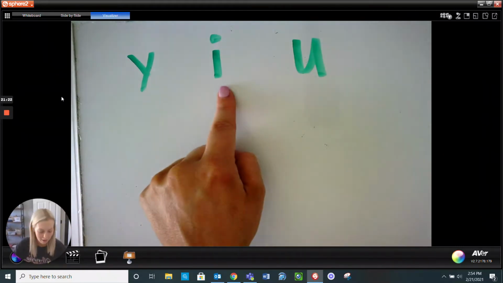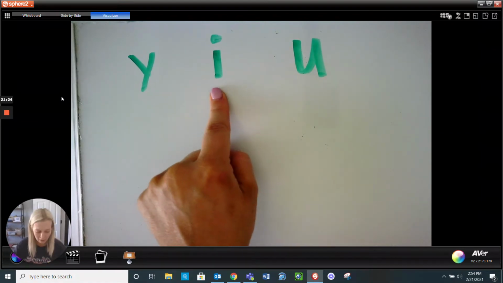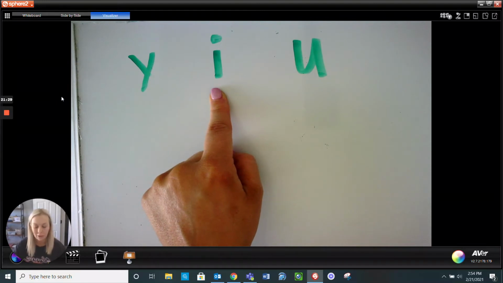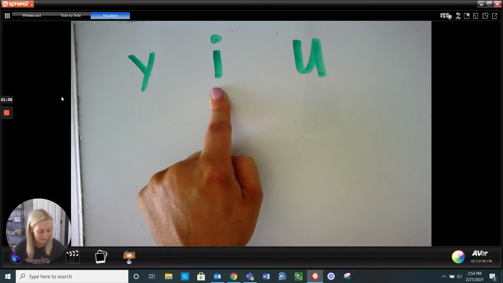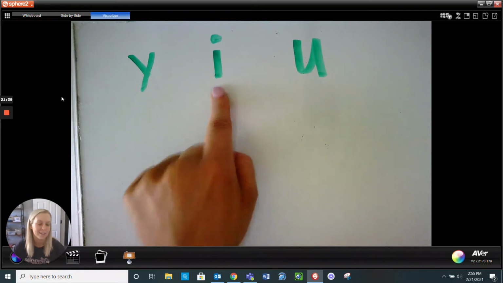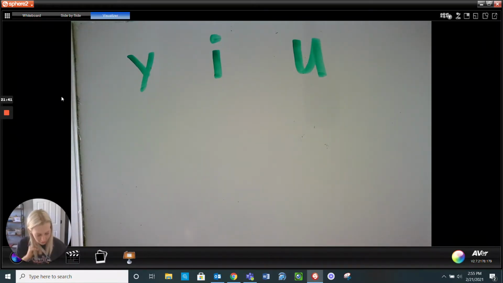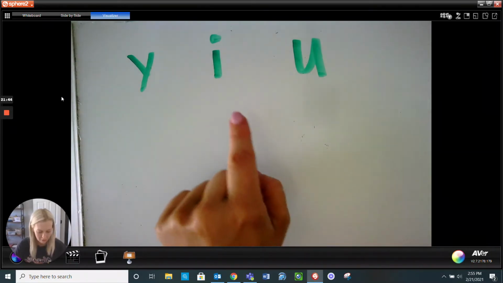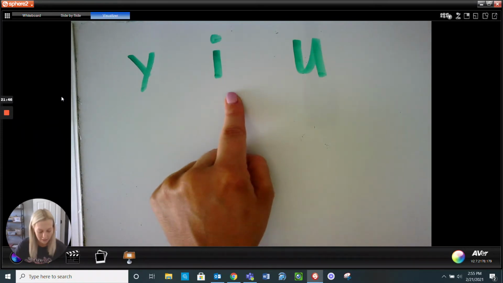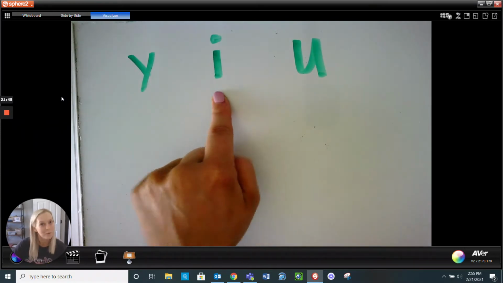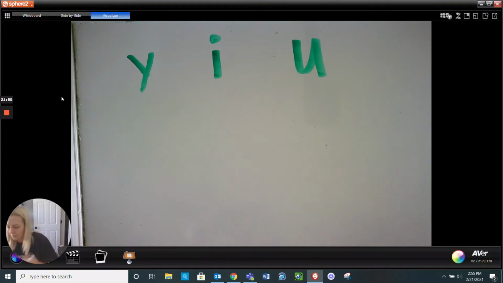So looking back at I, what does this one say? I, E, Y. What's the short sound? I. What's the long sound? I. And what do you think is the other long sound? E. Very good. Where is one place that I says the long E sound? I'm going to give you a hint, okay?